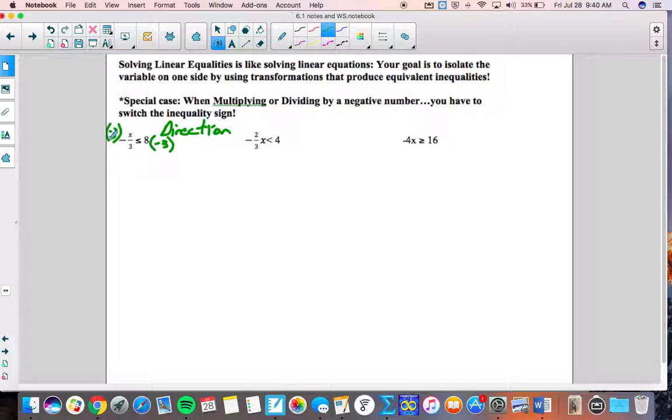So negative 3 divided by negative 3 is 1. So we're left with x. So we have x is less than or equal to negative 24. There is our solution. And we could graph it, but right now let's just practice solving the inequalities. There we are.